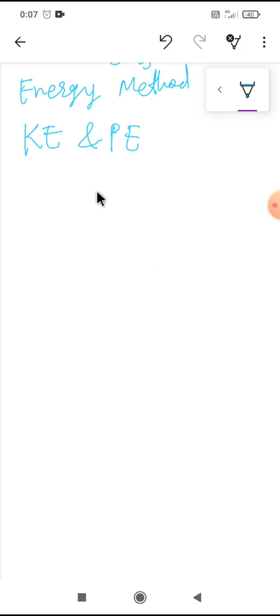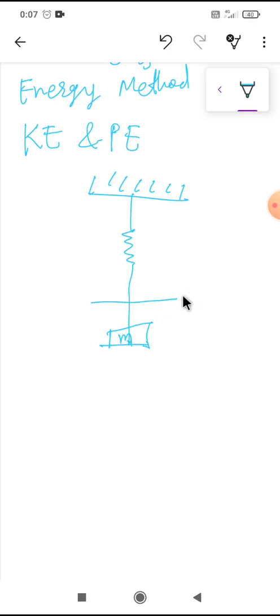I will just draw the system again. Suppose this is the mass m. This is the mean position or equilibrium position. It is moving from here to here.